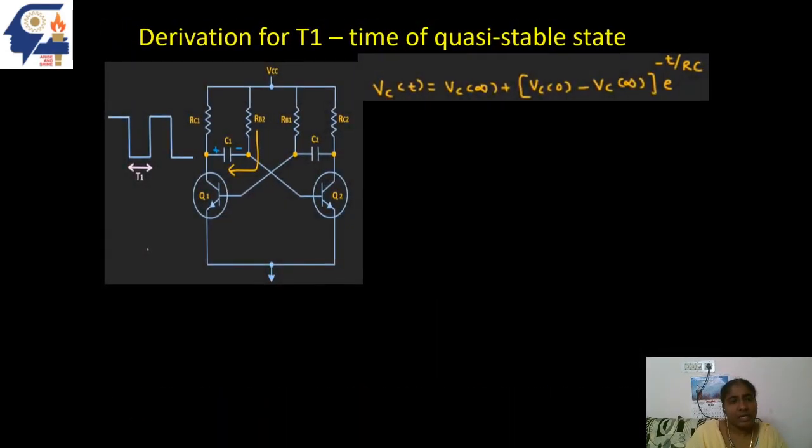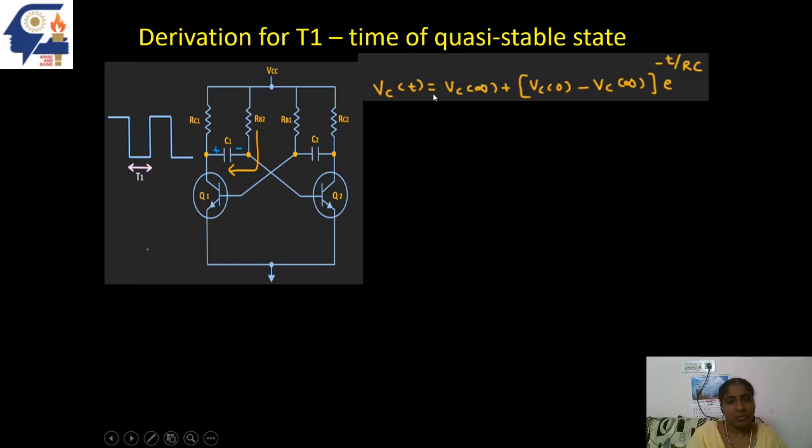Now we will try to derive an expression for the time it remains in one quasi-stable state. Now Q1 transistor is in the on state, and C1 capacitor will have an initial value of minus of VCC minus VBE, and because Q1 is on and connected to ground, it will try to charge to VCC level. The final value is VCC level. And this is the equation for capacitor voltage.